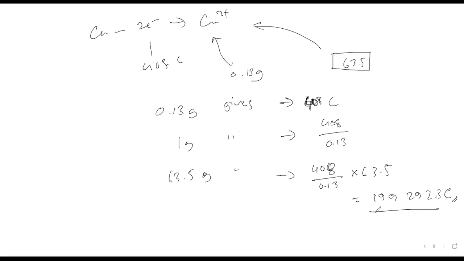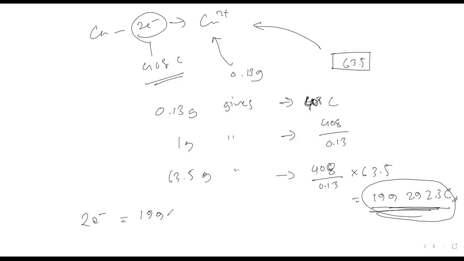Now, for how many moles of electrons is this coulomb? This 408 was for how many moles? 2 moles of electrons. That means this is also for 2 moles of electrons, isn't it? If 2e- is equivalent to it, we are just getting 199,292.3. Remember, this is not 2 electrons, this is rather 2 moles of electrons. Then 1 mole of e- is how much? 199,292.3 divided by 2, which is equivalent to 99,646.15 coulomb.